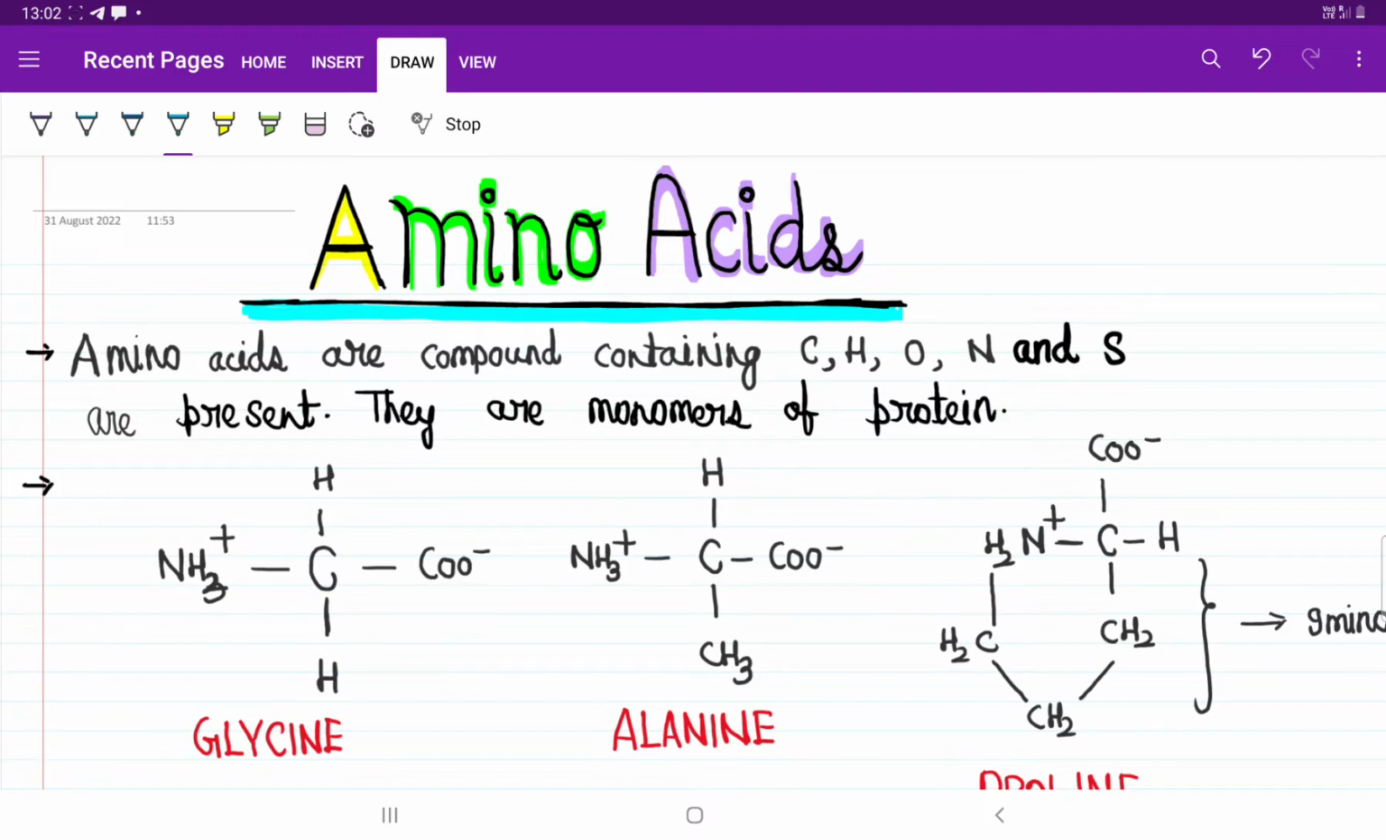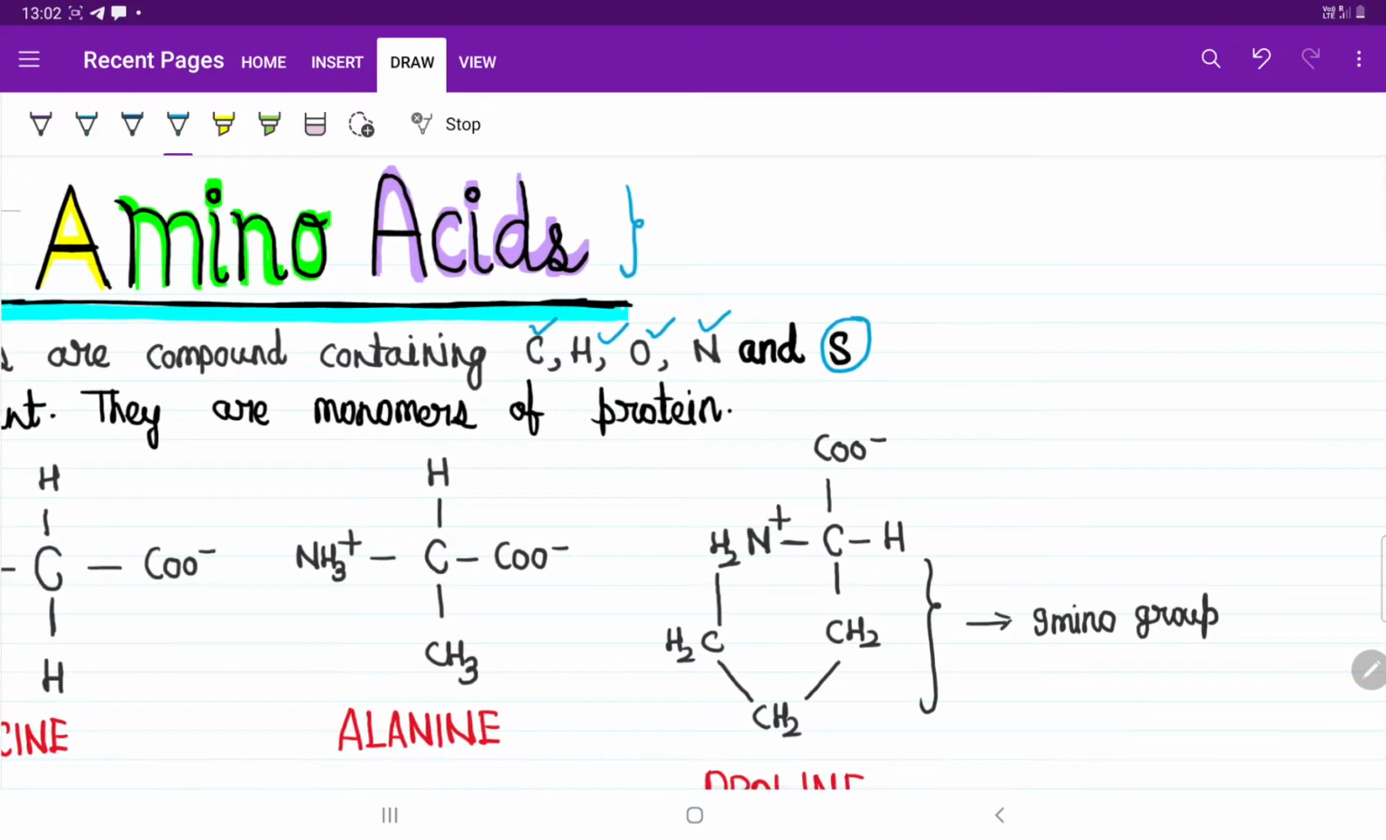So in this video we will discuss what amino acids are. We all have a basic idea that amino acids are molecules which have carbon, hydrogen, oxygen, nitrogen and sometimes even sulfur also. If you see one amino acid, it will have at least one alpha carbon, one carboxylic acid group and one amino group. One hydrogen will be present at the third position of this alpha carbon, and at the fourth position any kind of functional group is possible.